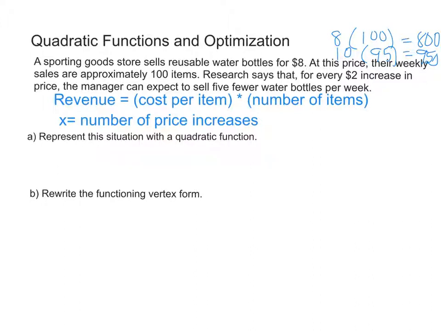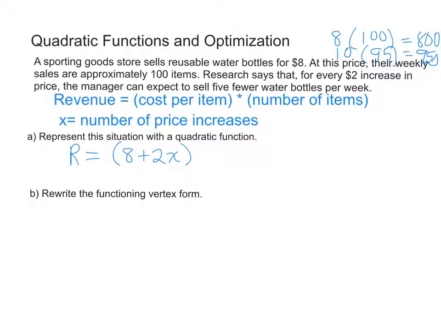Now we want to look at how the revenue changes. Originally, the cost per item was $8. But what's going to happen as they vary the price? For every increase is $2. So we're going to add 2 to that. How many times do we add 2? X, right.